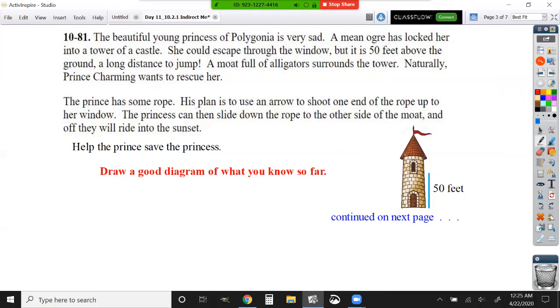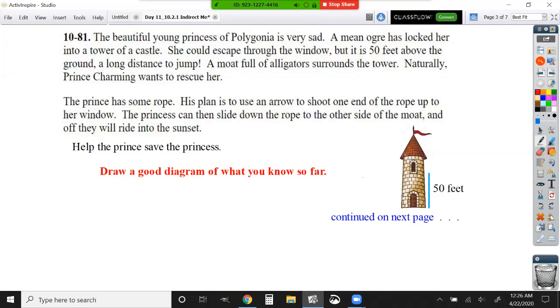The prince has some rope. His plan is to use an arrow to shoot one end of the rope up to her window. The princess can then slide down the rope to the other side of the moat, and off they will ride into the sunset. Help the prince save the princess. Draw a good diagram of what we know so far.